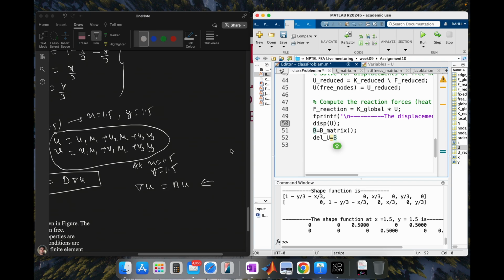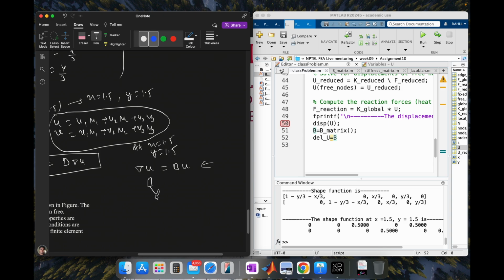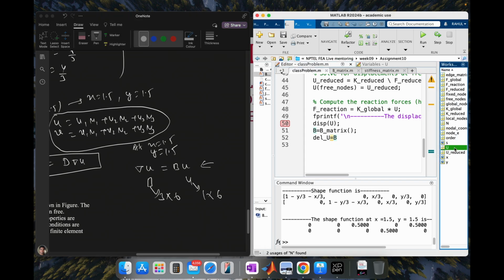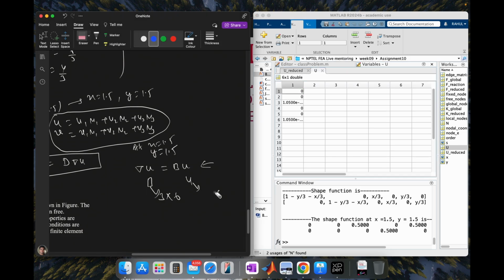What is the size? The size of the B matrix is 3 by 6, and what is the size of u? We can check it, size of u, and that is 6 by 1. Okay, that is 6 by 1.